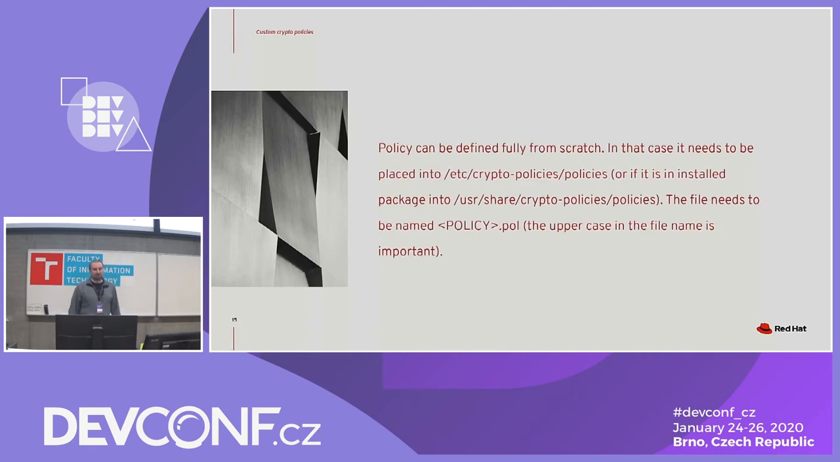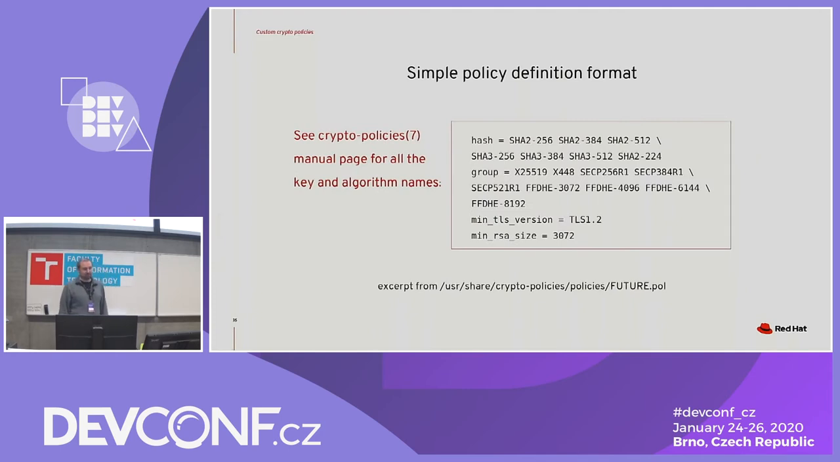So the policy can be fully defined from scratch. In this case, it needs to be placed into /etc/crypto-policies/policies, or if it's in an installed package, it should be placed into /usr/share/crypto-policies/policies, and the file needs to be named with the name of the policy in uppercase. This is an important thing. The suffix needs to be actually lowercase. So here is a short excerpt from /usr/share/crypto-policies/policies/FUTURE.pol, which is the FUTURE policy. This is of course not the whole file.